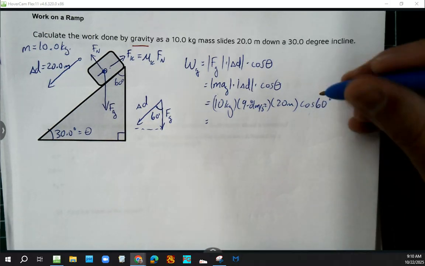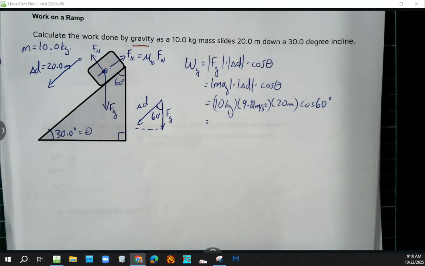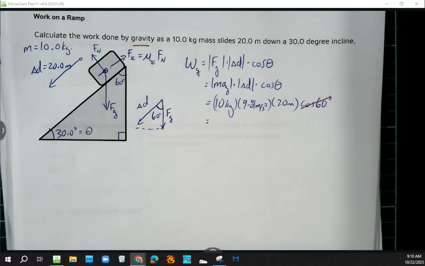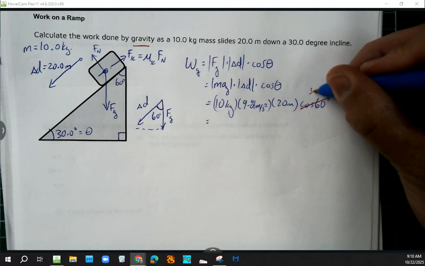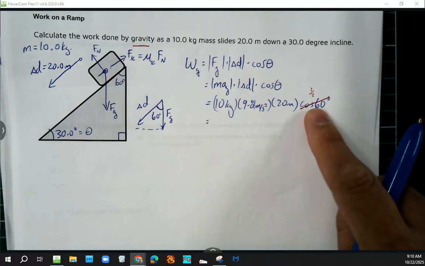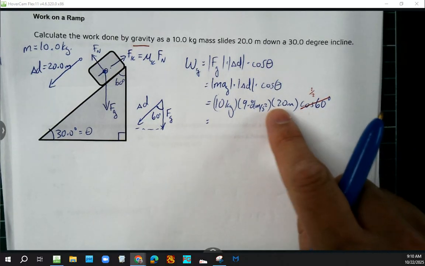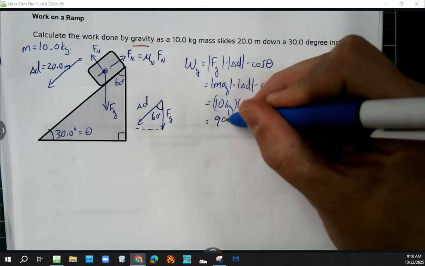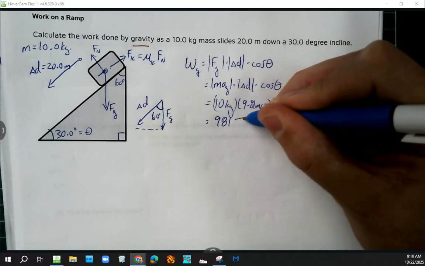So this guy here, if you know your magic angles, this is another one, like knowing your times tables. It's nice to know these things. If this one is equal to a half, or 0.5, half times 20 is 10. 10 times 10 is 100. 100 times 9.81 is 981. 981 joules.